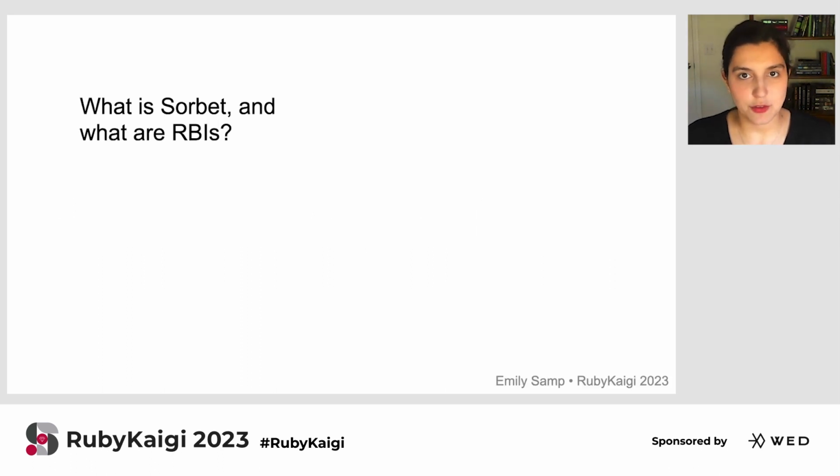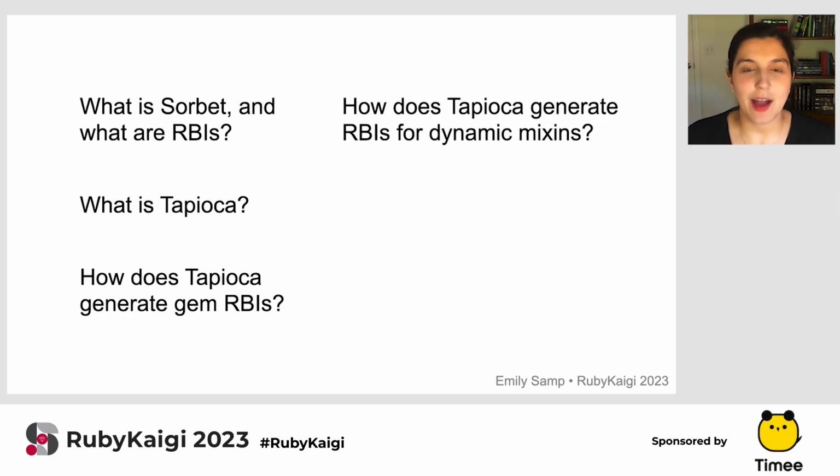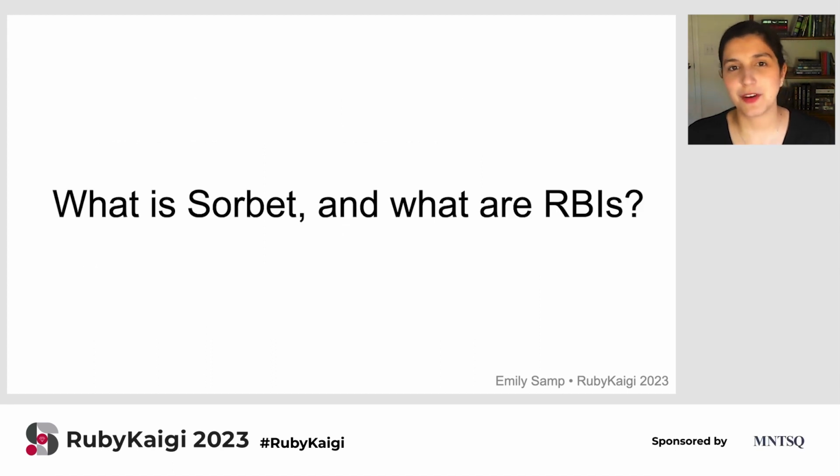First, we'll set the stage by learning about Sorbet and RBI files. Then we'll talk about the Tapioca gem, first digging into what it is, and then how it works. Next, we'll dive into how my teammates and I implemented RBI generation for dynamic mixins in Tapioca, and the challenges we encountered along the way. Finally, we're going to take a step back and talk about how this work is actually important to the Ruby language as a whole. Let's start from the very beginning by talking about Sorbet.